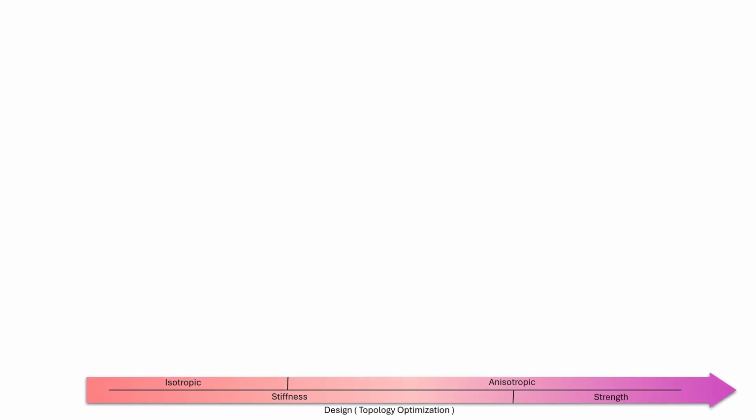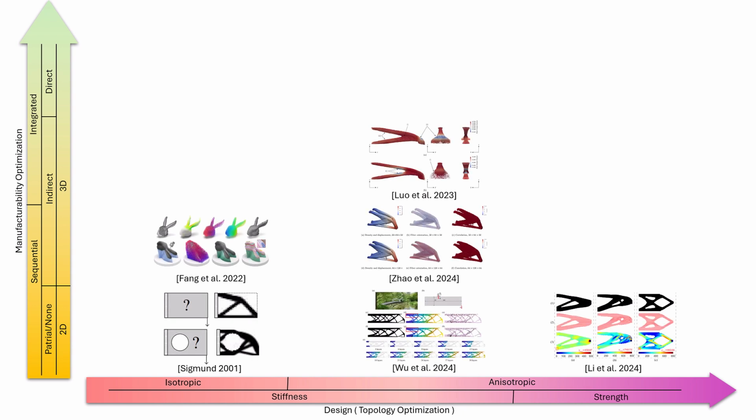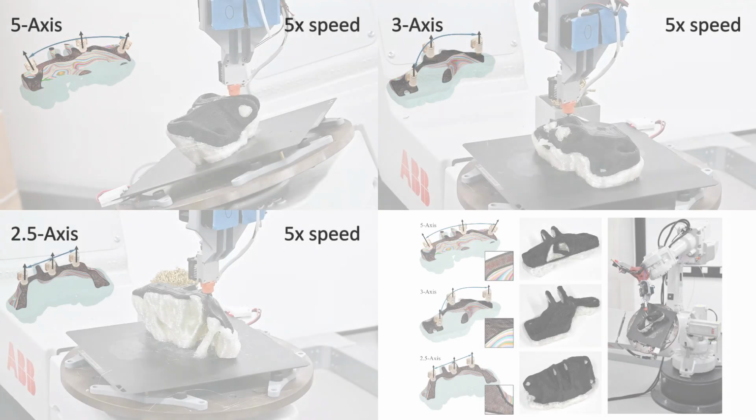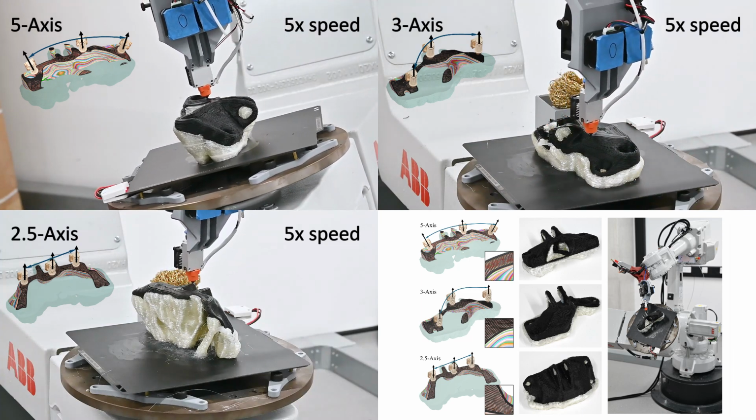Compared to the other methods in literature, our method integrates design and fabrication objectives into a unified computational process that directly formulates the anisotropic mechanical strength and the manufacturing constraints of fiber 3D printing into topology optimization. The optimization result for fiber-reinforced thermoplastics with high mechanical strength has been verified by physical fabrication using multi-axis 3D printing with different motions.